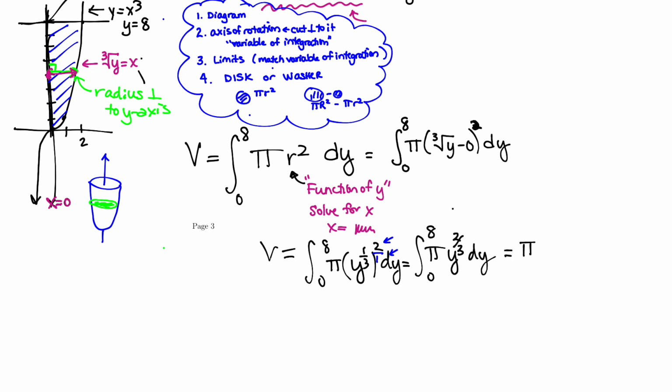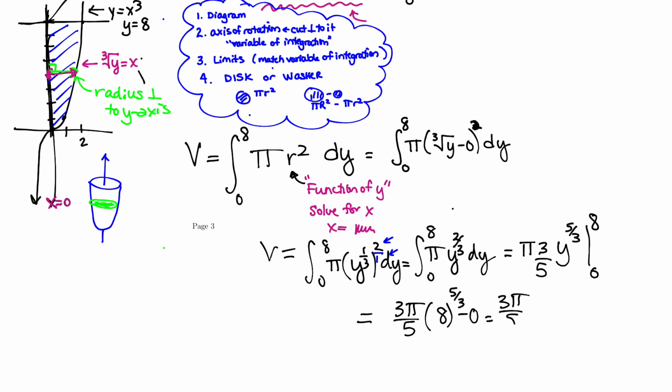And then you add 1, that gives you y to the 5/3, multiply by the reciprocal, or 1/5, which is 3/5, and then we go 0 to 8, so we get 3π/5 times 8 to the 5/3, minus 0. So let's see. 8 to the 5/3 is the cubed root of 8 to the 5th power. So what's that? 2 to the 5th, which is 32, times 3 times pi over 5, which is 96 pi over 5 cubic units.